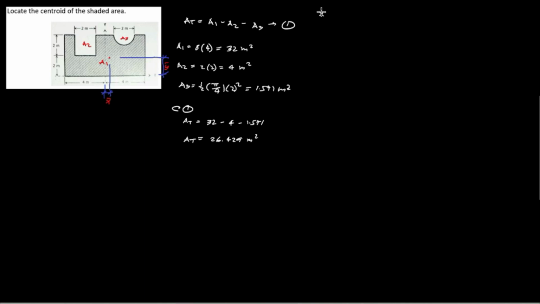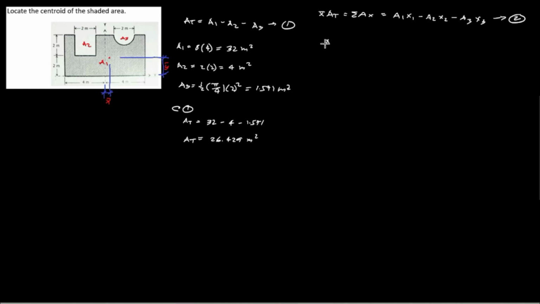the formula: x bar times total area is equal to the summation of all areas times x, which is equivalent to a1 times x1, minus the cut, the square, so area 2 times x sub 2, minus area 3 times x sub 3. This is equation 2. Now we will locate the values of x1, x2, x3 to find x bar.